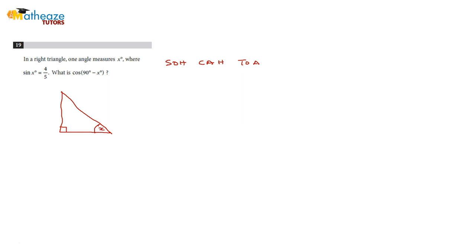Okay, so sine x degrees is 4/5. That means the opposite side is 4 and the hypotenuse is 5. So sine x is 4/5. Now we need to find the cosine of 90 minus x degrees, which is going to be this angle right here. So the cosine of 90 minus x degrees is adjacent, which is 4, over hypotenuse, which is 5. So sine x and cosine of 90 minus x will be exactly the same value.